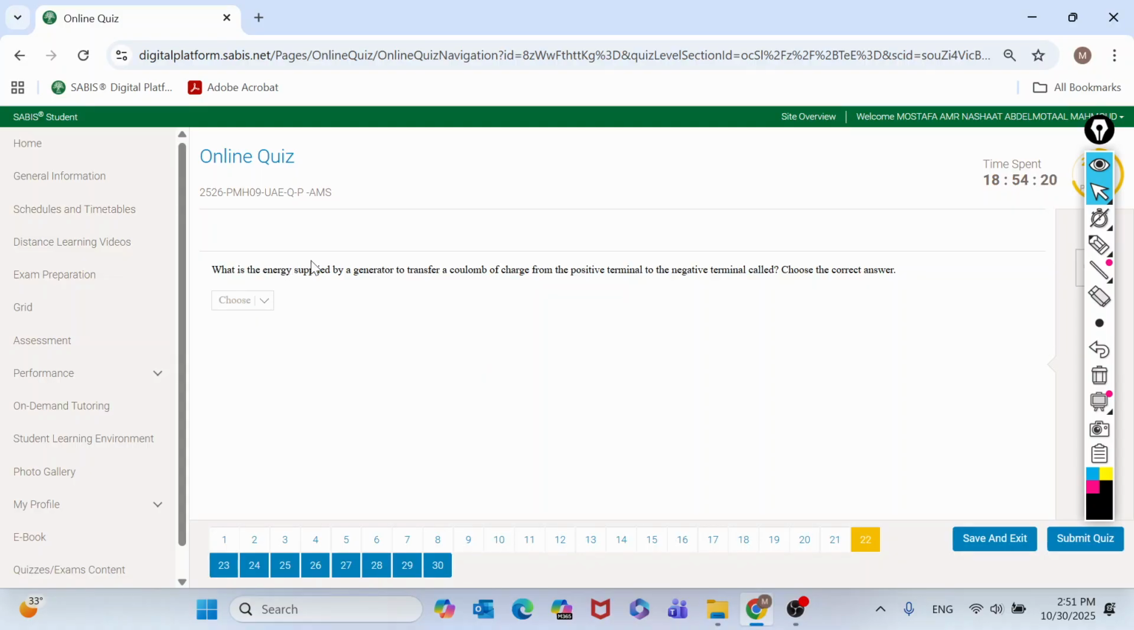What is the energy supplied by a generator to transfer a coulomb of charge from the positive terminal to the negative terminal called? Electromotive force. That's the force supplied by the battery. Okay, that's the force that moves the charge.